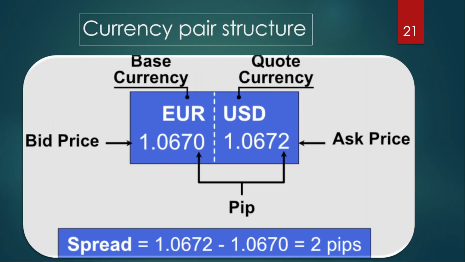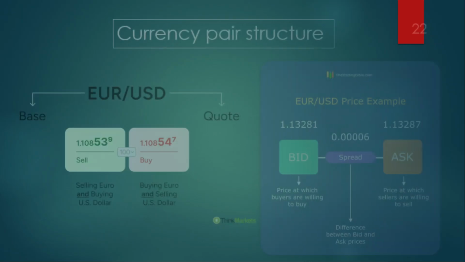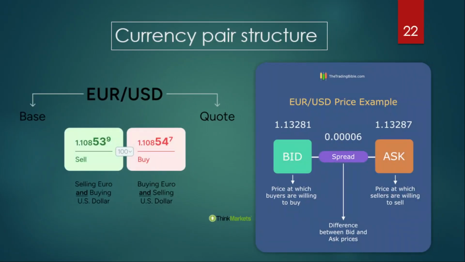The spread is what you pay to conduct the business of trading. You pay the spread. In this case, you will pay a spread of 2 pips to buy or to sell your USD. I hope you understand that very well. So we are still on the currency pair.